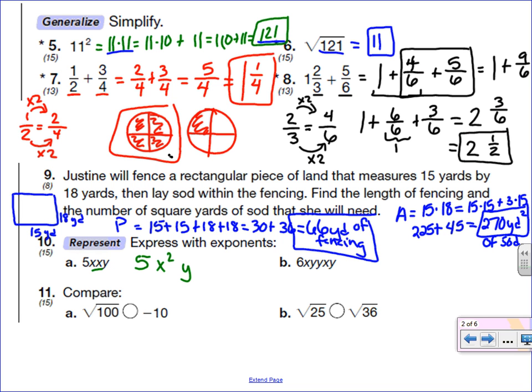In B, I have 2 x's and a 6. So 6x squared. And then I have 3 y's. So y cubed.